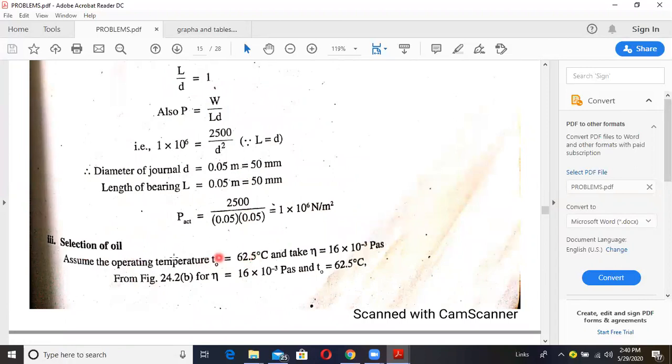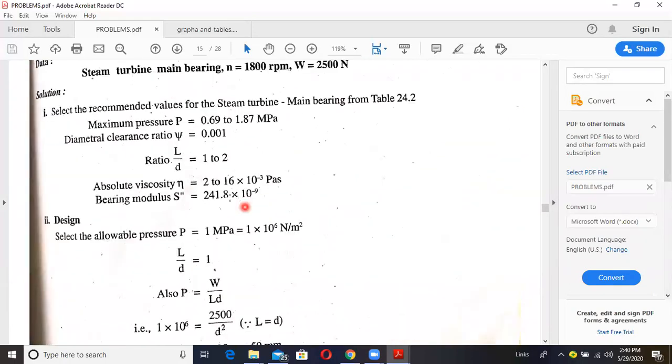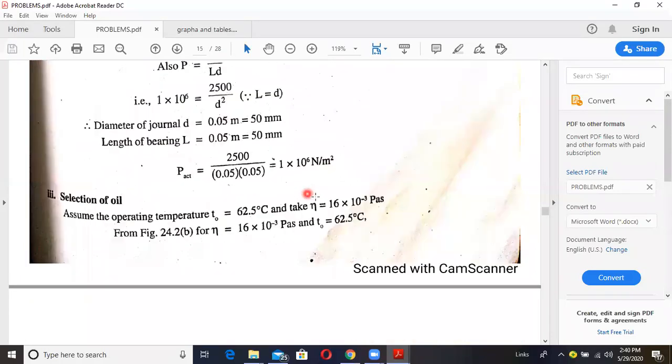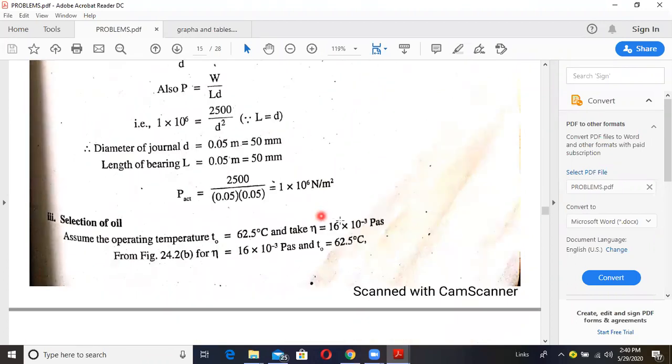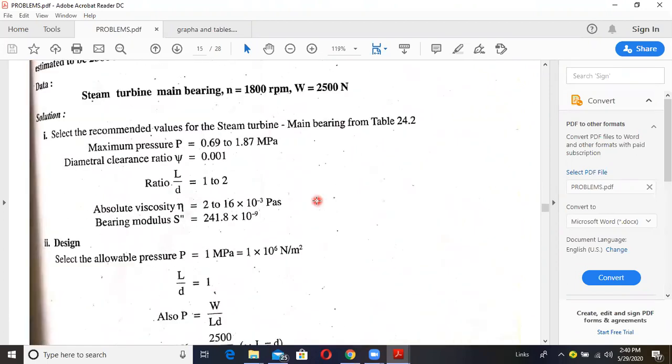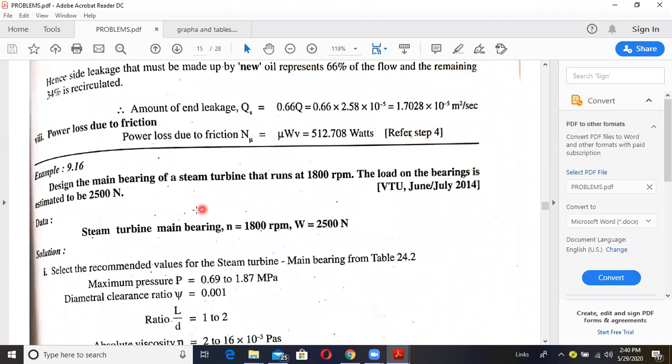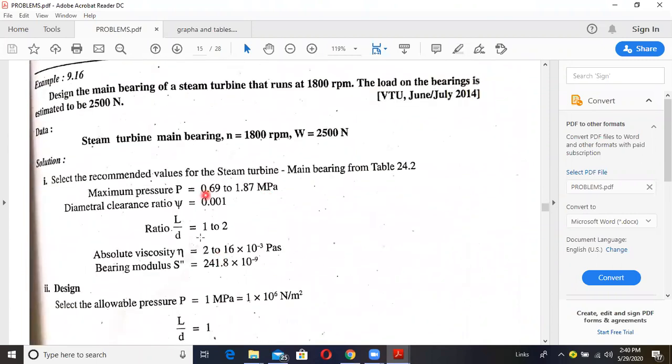So next is selection of oil. Third step. Now we are assuming the operating temperature and taking eta as 2 to 16 into 10 to the power of minus 3. You can take any value from 2 to 16. So I am taking 16 into 10 to the power of minus 3, then we are going to find out the name of the oil by using figure 24.2. So the remaining is the same procedure. We are going to calculate all the unknowns up to the 8th step. Now we are designing for the steam turbine, so taking the first step is very important here.